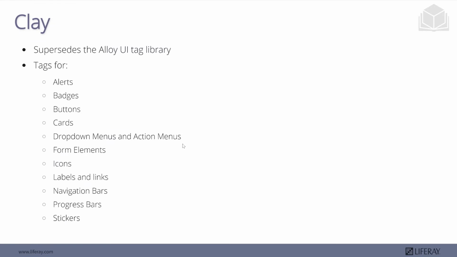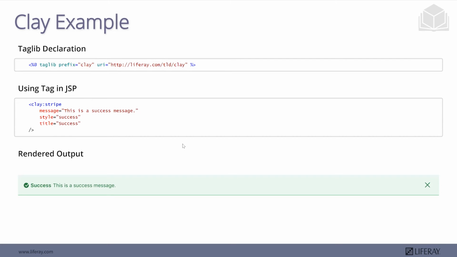So Clay will define or give us the tags for a lot of different things. Drop downs, what cards look like, icons, the navigation bar, stickers, right? You get the idea. A lot of the UI aspects of Liferay are going to be implemented using Clay. So let's give an example here. So in our init.jsp, we declared Clay as a tag library that we're going to be using. From there, we can use Clay to display a very simple success message. So something like this.